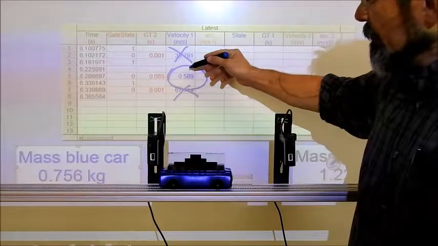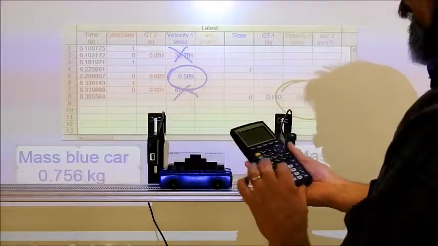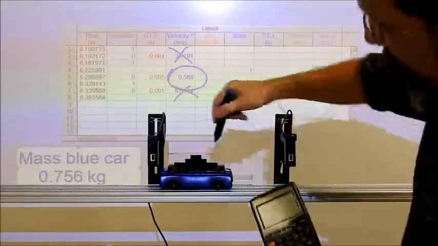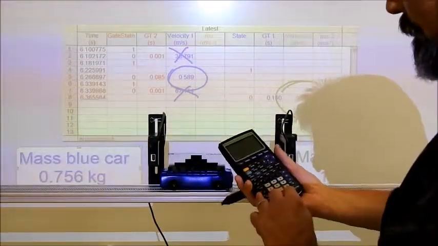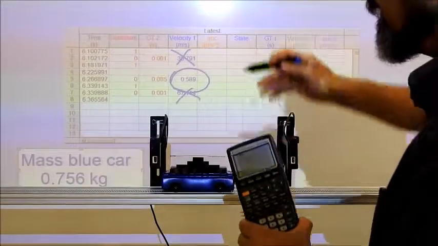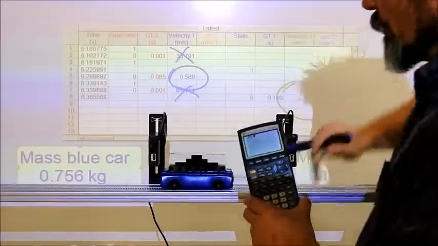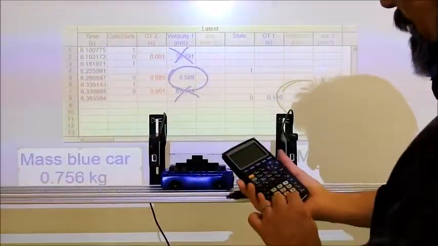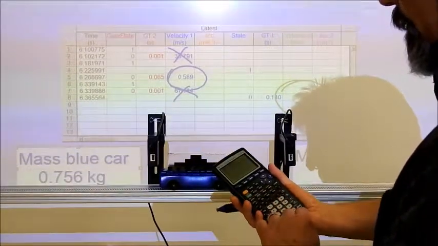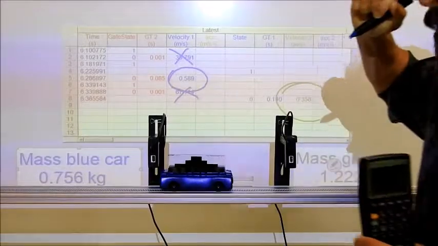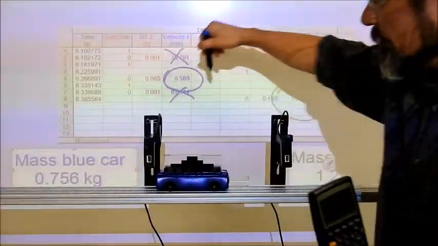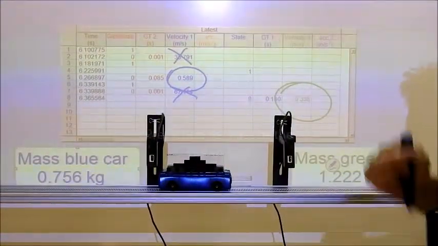This one makes sense. If we take the spacing that the photocell is reading, which is 5 centimeters, and we take 0.05 meters and divide that by the gate time, which is 0.085, that's how long the light was blocked, 0.085 seconds. We divide that, we get 0.589, and that's where that value comes from. So that's how we know that's the legitimate velocity right there.